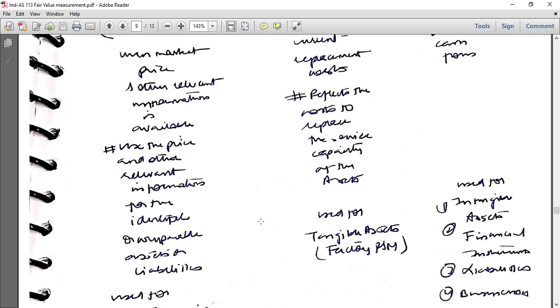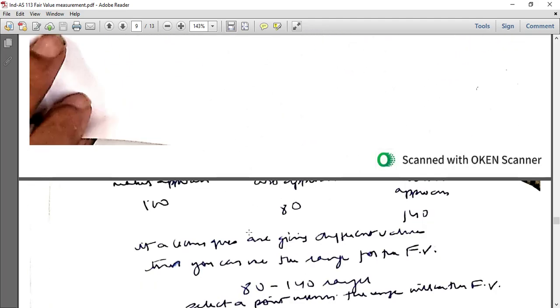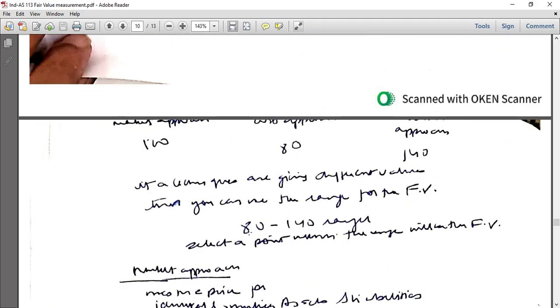Income approach, discounted cash flows, is used in case of intangible assets, financial instruments, liability, and business cost. So, if market approach, cost approach, and income approach give different values, that is 100, 80, and 140, then a range could be used, 80 to 140, to determine the fair value.